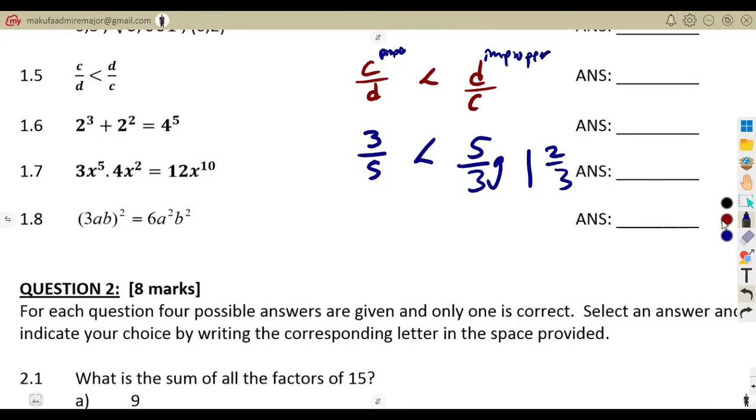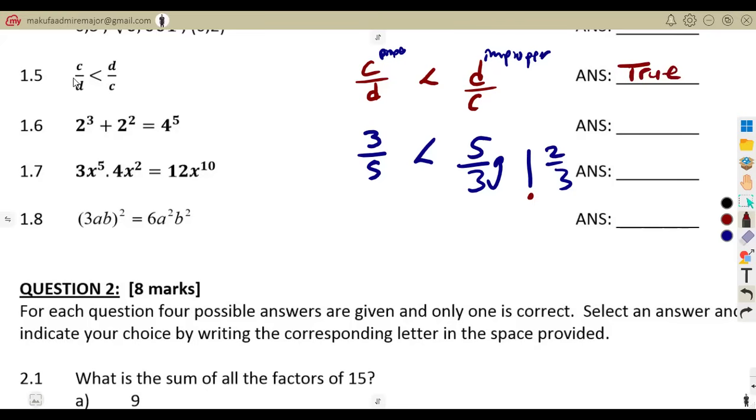So if we say C over D, we take it as a proper fraction. Guys, D over C is going to be an improper fraction. And an improper fraction is bigger than a proper fraction, because we have got a whole number. There we cannot even obtain a whole number. It's a fraction that we have. So this is actually true.